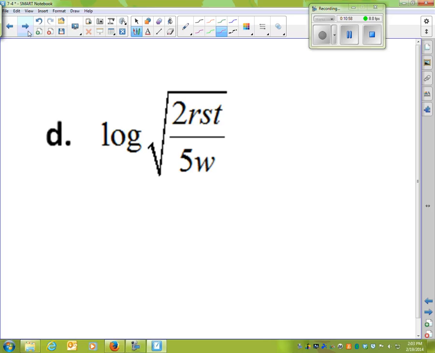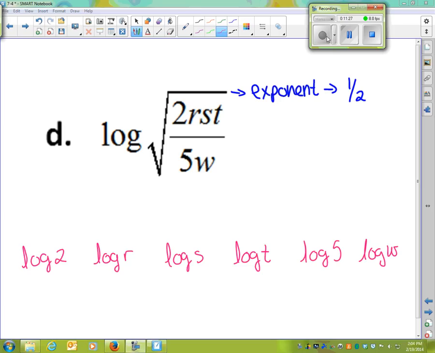All right, one more that I want to do together. That's what you do when you have radicals. The first thing is to change that radical into an exponent. Radical exponents are rational exponents. I can change the square root into the 1/2. The next part, I know that I'm going to need 6 different logarithms. There's my 6 logarithms. The numerators are all multiplied together, so add them.